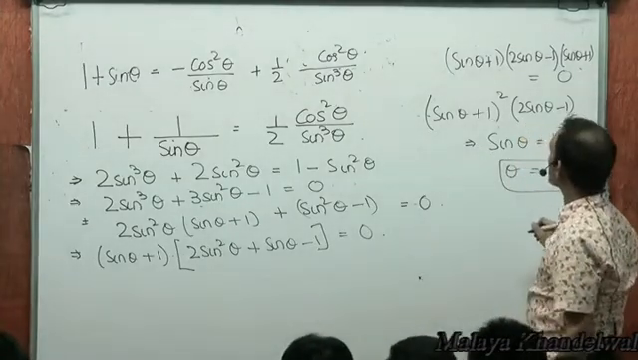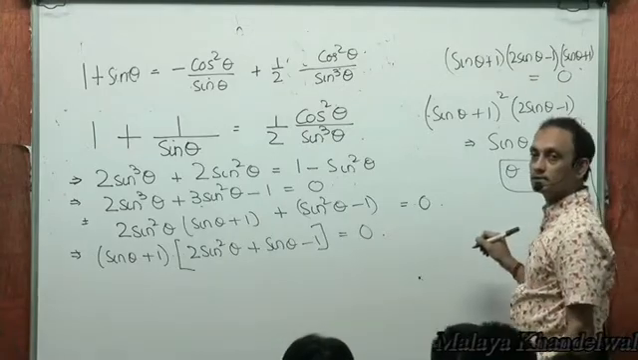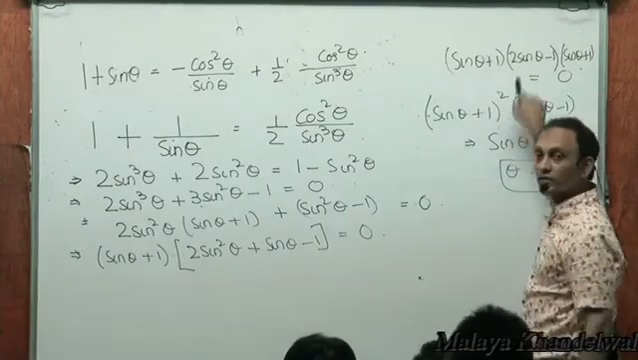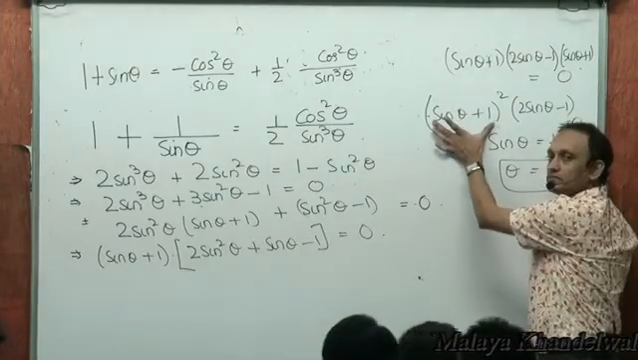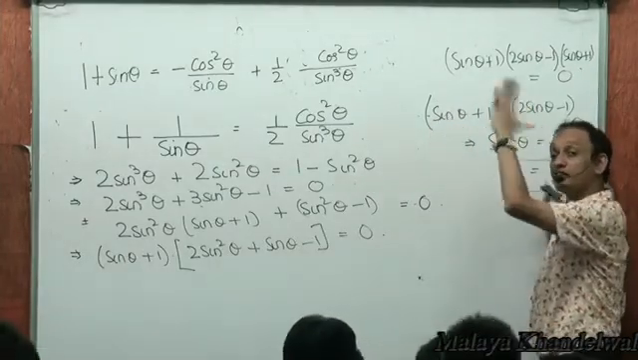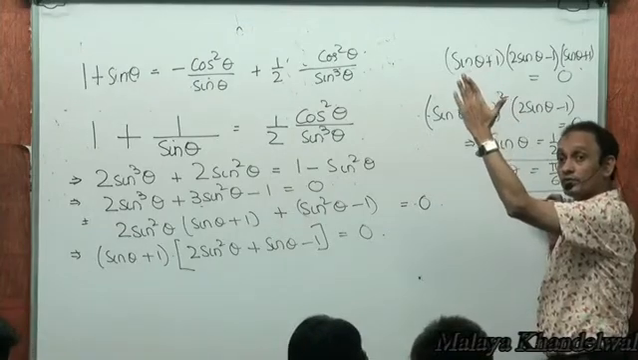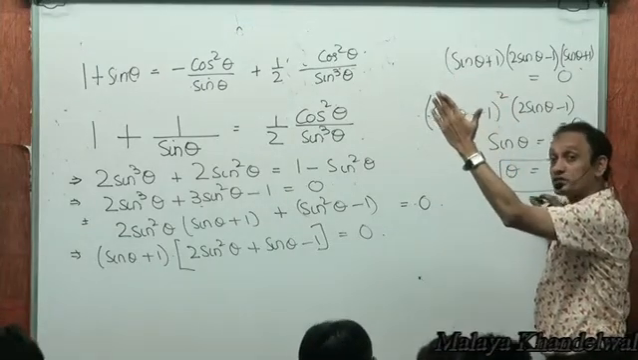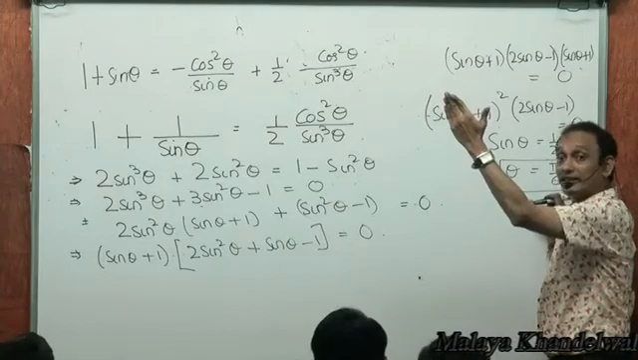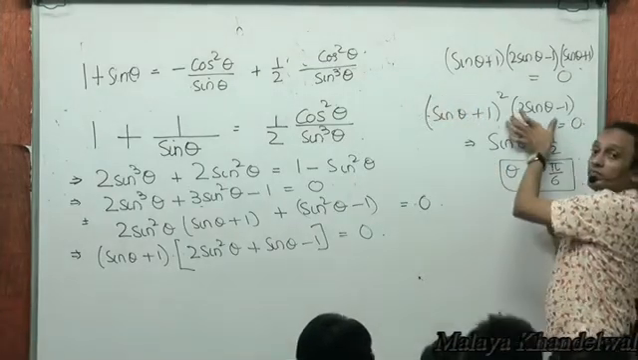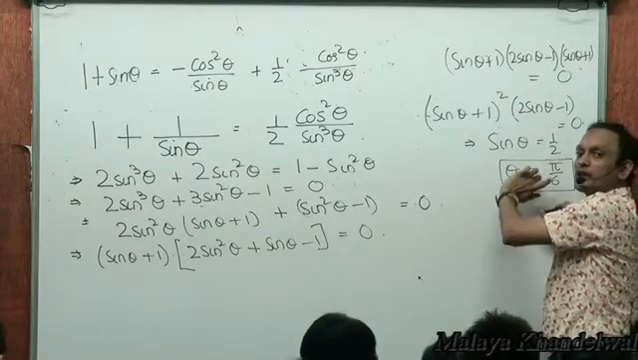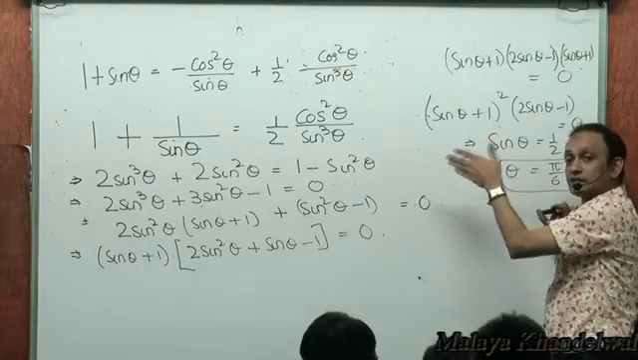Which one? After this or before this? Sin theta plus 1 can't be 0 because theta lies in the second quadrant. Refer to the figure. In the second quarter of the circle, therefore theta in the second quadrant, sin theta is positive. So this can't be, so this must be 0. So sin theta must be half. Theta must be 30 degrees. Right?